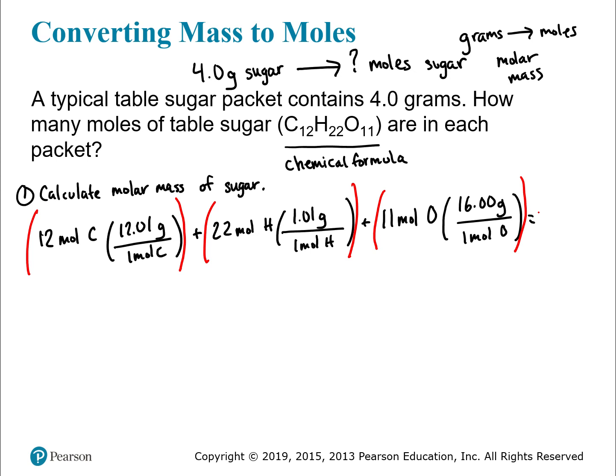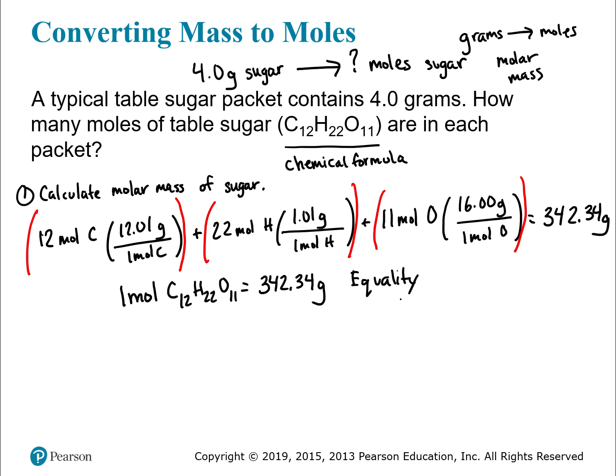When you add all that up, you should get 342.34 grams. So 1 mole of table sugar is equal to 342.34 grams. That's our equality.